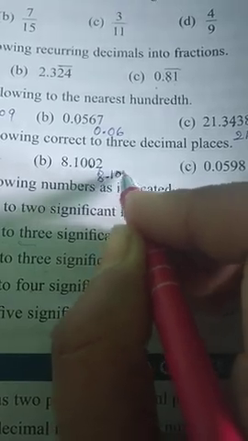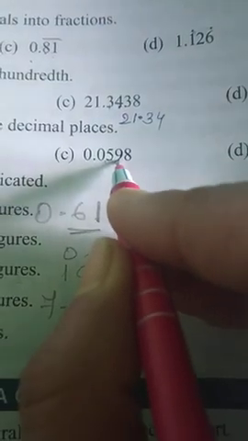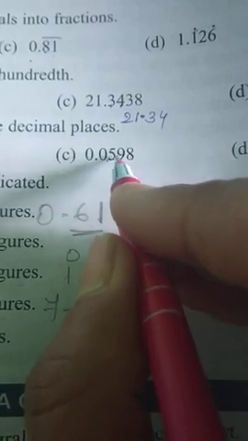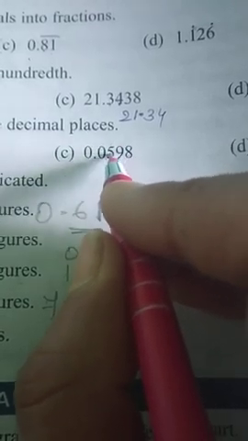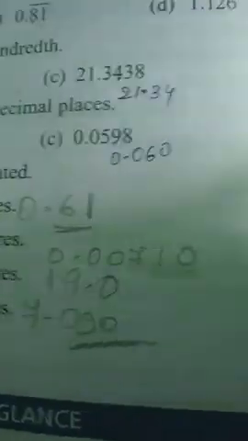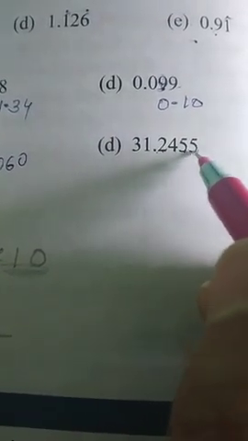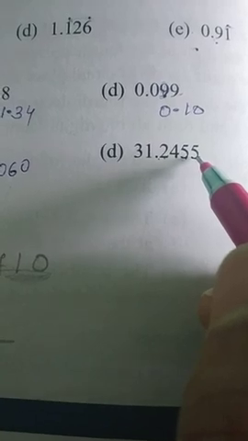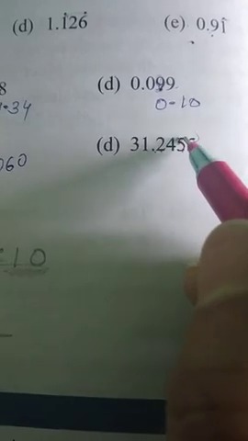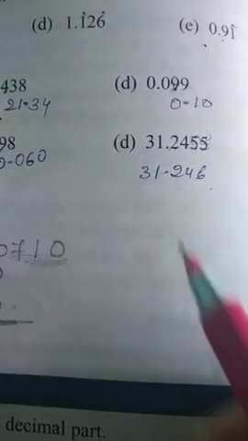So 8.100. Similarly, 1, 2, 3. After 3 decimal places this is 8. 8 is more than 5, so this 9 will become 10. 10 means 0, carry 1. 5 plus 1 is 6. So 0.060. Okay. After the decimal, 3 digits: 1, 2, 3. After this you have to see it is 5. It is equal to 5 or more than 5, so the number will increase by 1. So this 5 will become 6. So 31.246 is the answer.